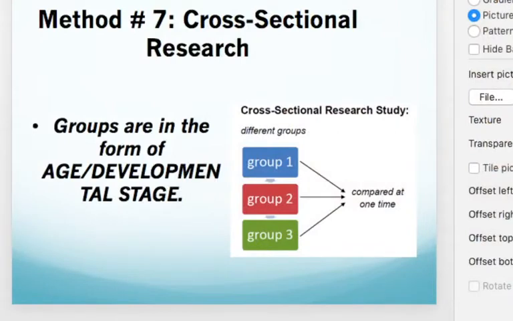Let's move on to method number 7. Ito yung tinatawag nating cross-sectional research. In cross-sectional research, ang ginagawa natin dito is we are grouping our participants usually according to their age or to their developmental stage, and then we would like to compare a certain variable across these different ages.